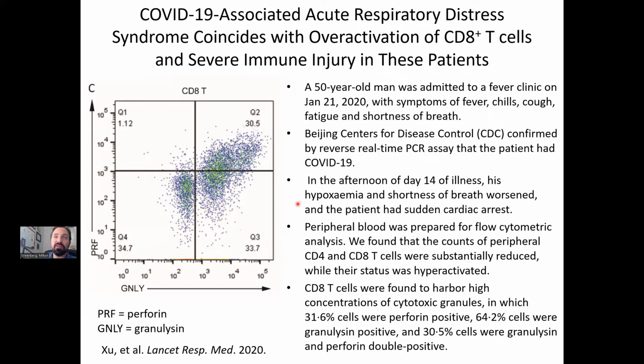And then on day 14 of his illness, he developed hypoxemia, so low blood oxygen, shortness of breath, and then had a sudden cardiac arrest. So peripheral blood, upon examination, they found that the counts of CD4 and CD8 T cells were reduced. However, although they were reduced, the cells that were still there were hyperactivated. And by hyperactivated, they mean lots of perforin, lots of granulysin. So this COVID-19 ARDS, acute respiratory distress syndrome, coincided with overactivation of these CD8 T cells, and that was correlating with the severe immune injury in those patients.